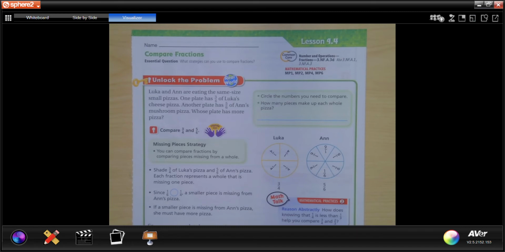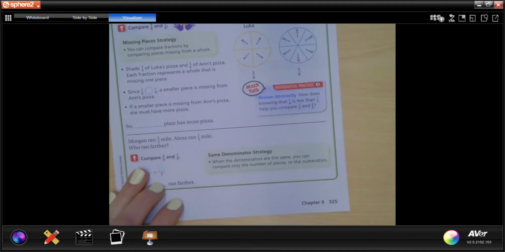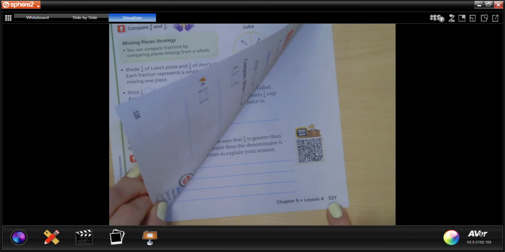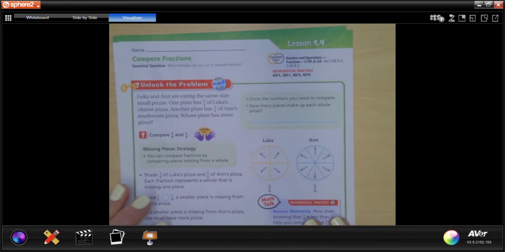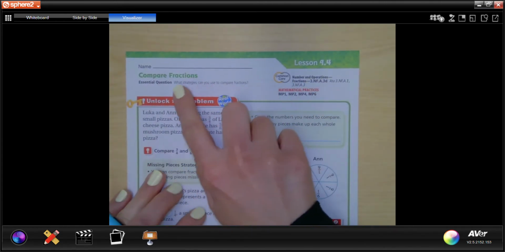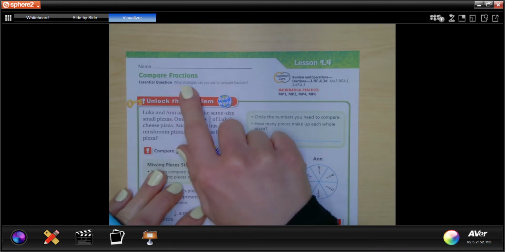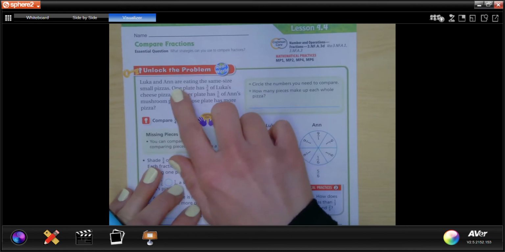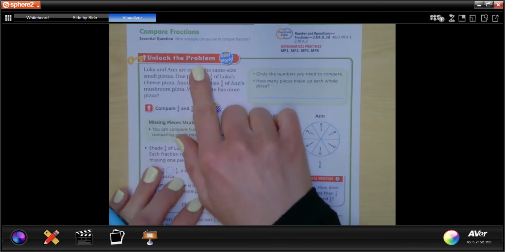Hello everyone. Today you will need to tear out pages 525 and page 527. Today's lesson is lesson 9.4, compare fractions. Essential question: what strategies can you use to compare fractions? First, we're going to unlock the problem.